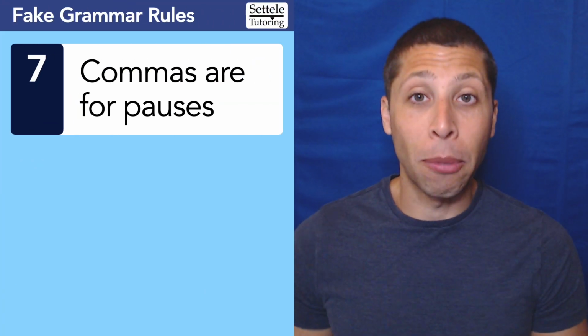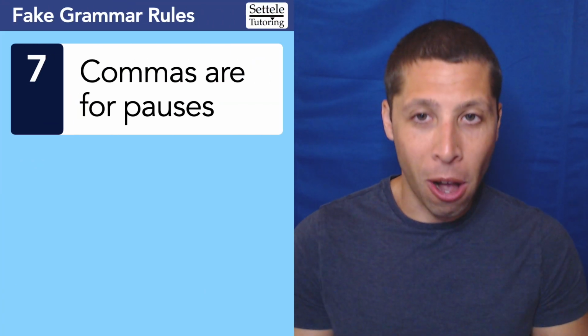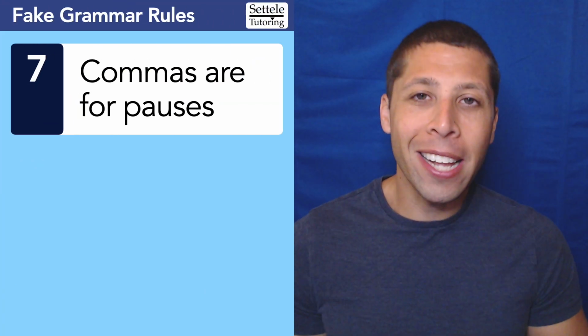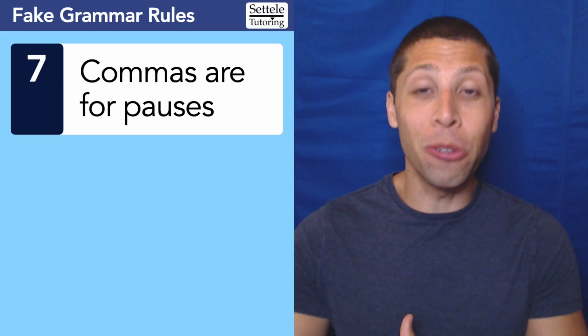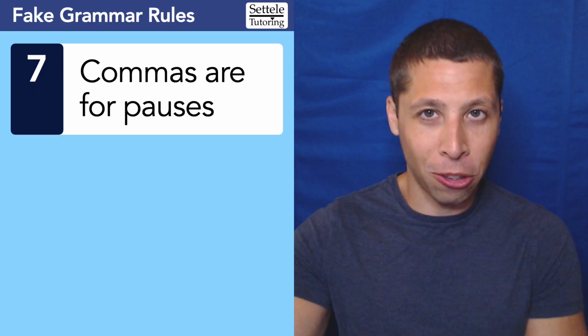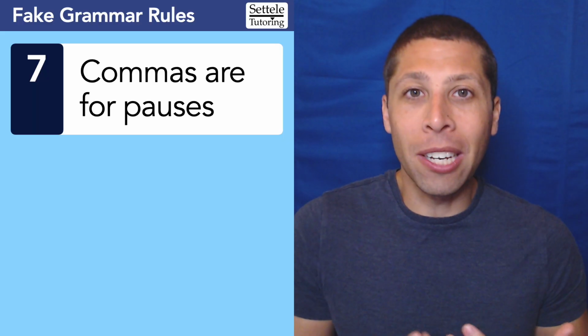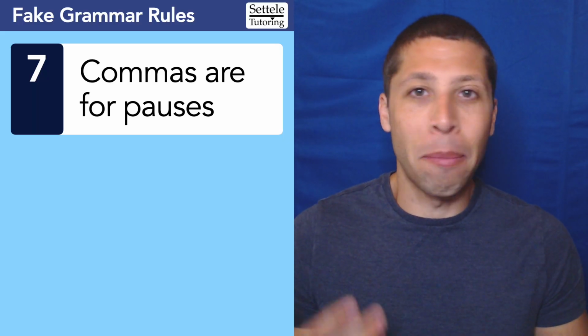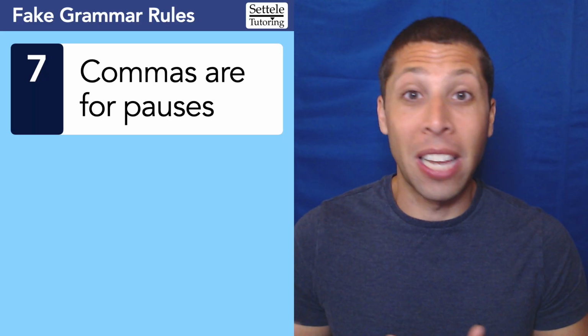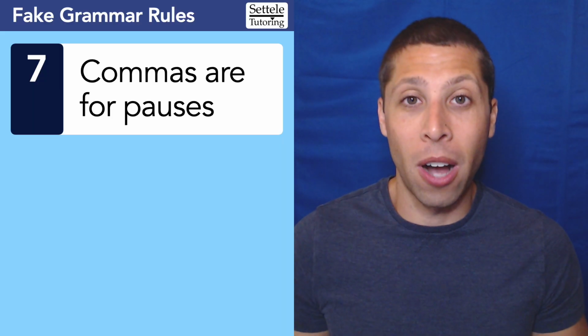Let's move on to number 7. Commas are for pauses. We all learn this when we're kids because it is the easiest way of introducing young children to punctuation and grammar. But again, this is a very subjective rule because who's to say whether something is a pause or not, right? Are we just taking a breath? Are we pausing? What's going on?